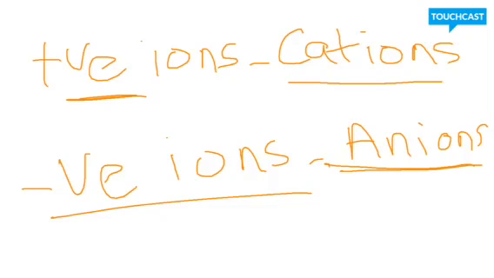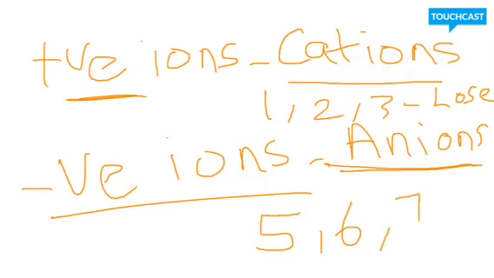So who forms cations? Group 1, 2, and 3, okay? We know that they lose electrons. And anions, who forms it? Group 5, 6, and 7, the 3 musketeers who like to gain electrons. Hope this helps.